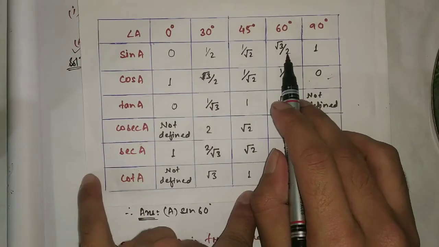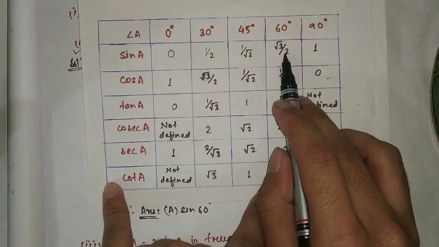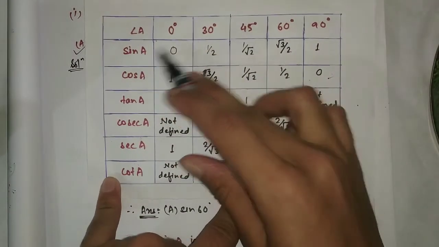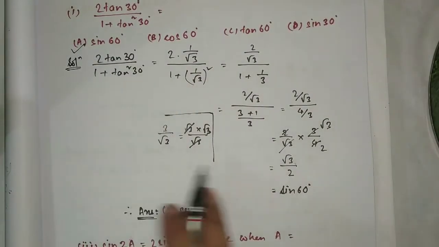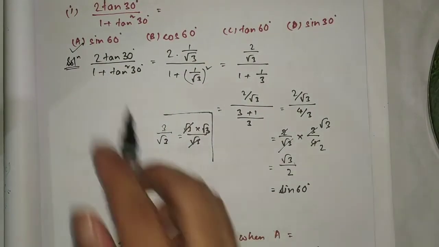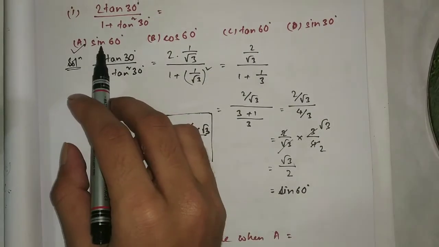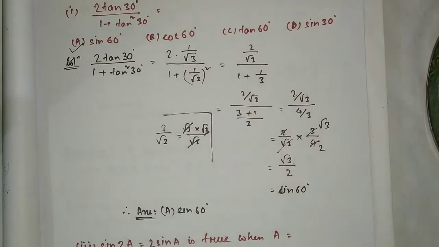We can find that the value root 3 by 2 is equal to sin 60 degree from the trigonometric table. So we find that the answer of this particular problem is option number A, which is sin 60 degree.